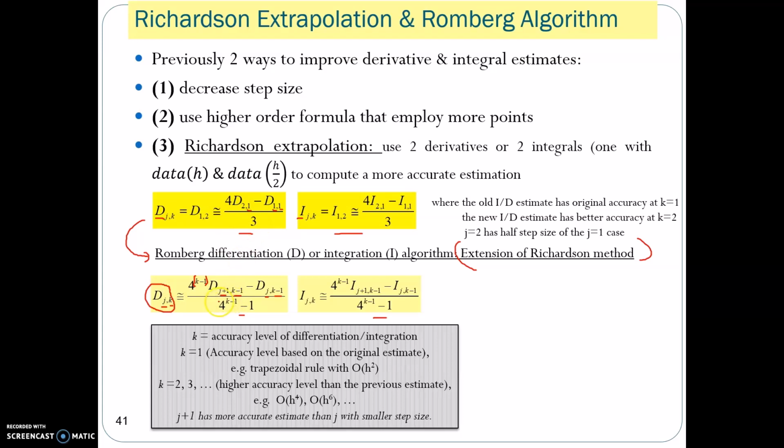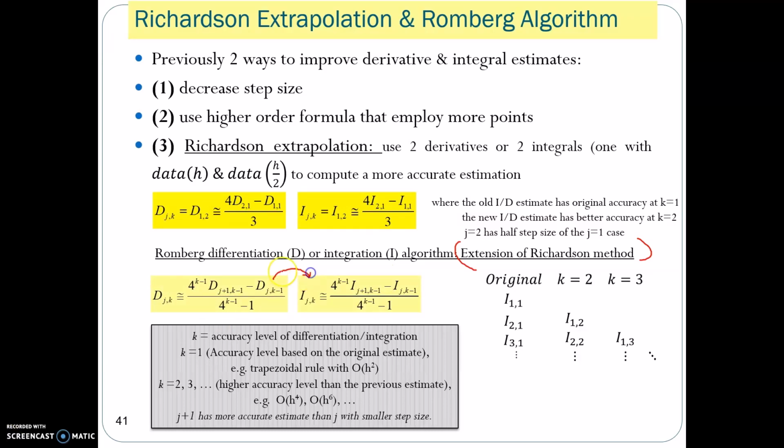So 3 here is equal to 4 power of k minus 1, minus 1 here. This formula is for the differentiation. If you want to apply it to the integration, just change the D symbol to I. Then this is for integration purposes. Since the implementation of these two formulas is the same, let's just stick with one example here.